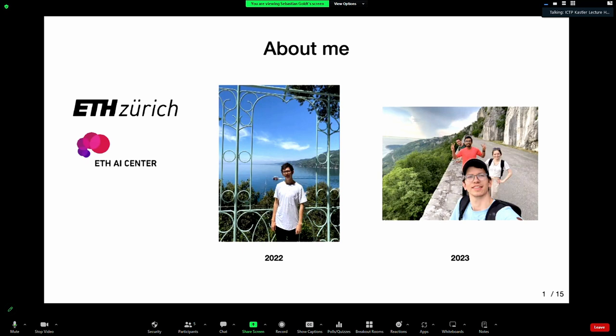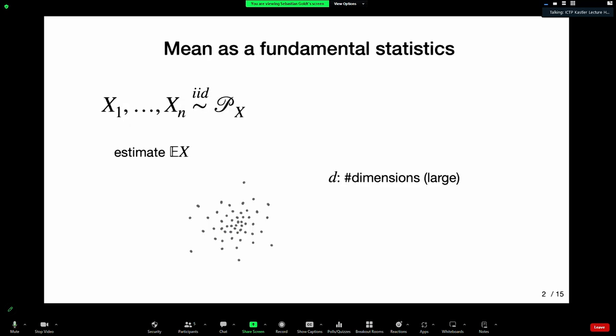Okay, so about the problem I'll present, let's start simple. We know that if we have some data set, some samples from a distribution, then the first thing we may compute is the mean of this distribution. That's the fundamental statistic of interest. And usually what works well is you just average over all the samples, and then it is a very accurate estimate of the mean. Throughout the whole talk, I assume that the data lies in D dimensions, and D is very large.